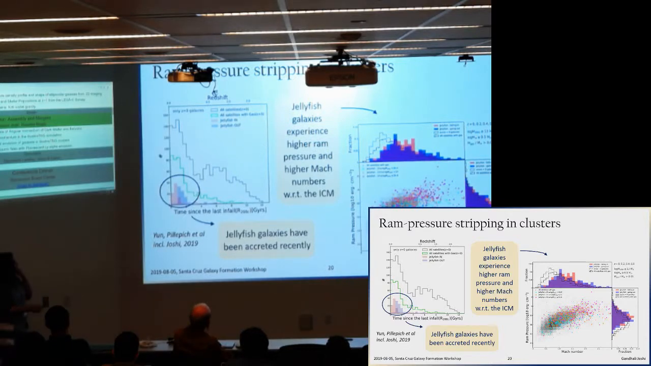And secondly, looking at their distribution in this ram pressure versus Mach number plane, you can see that these galaxies, the colored points, tend to have higher ram pressure and also higher Mach numbers compared to their surrounding ICM. So this work is already out. He's working on generating a citizen science project so that we can visually classify more of these galaxies, so that we can actually follow the evolution of these jellyfish galaxies. So hopefully that work will come out soon as well.